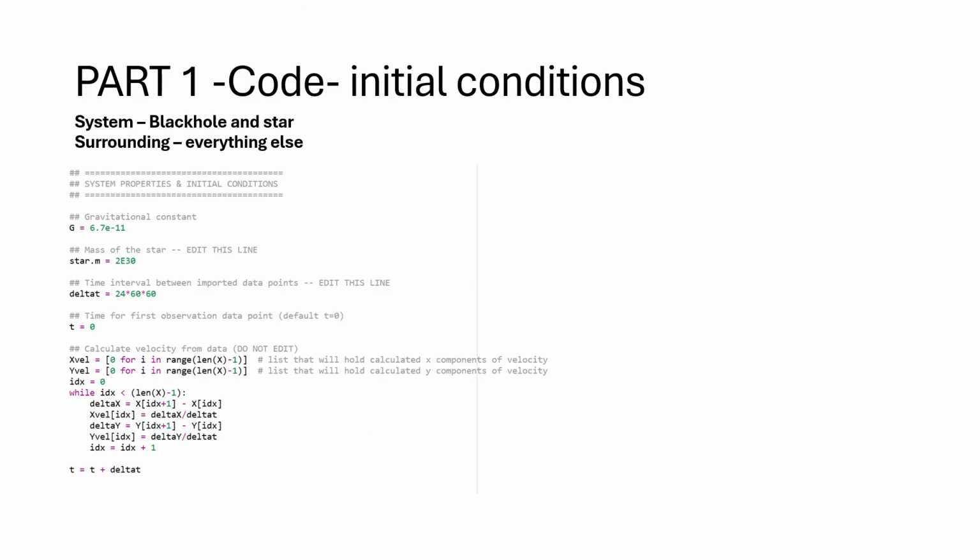And here are the initial conditions for my code in part 1. In part 1, the system is the black hole and the star, and the surrounding is everything else. The initial conditions in my code that I edited are the star's mass, which is 2 times 10 to the 30th, and the time interval between each data point, and in this case is 1 day in terms of seconds.